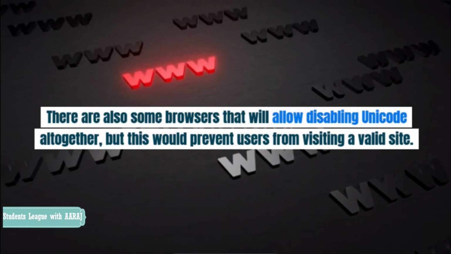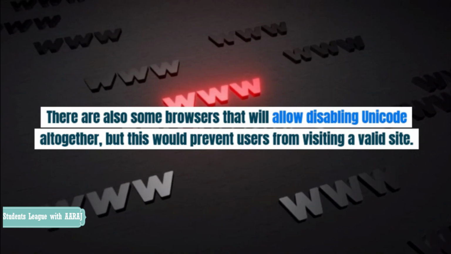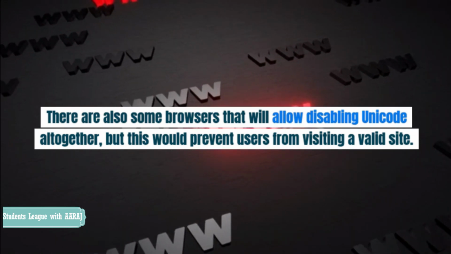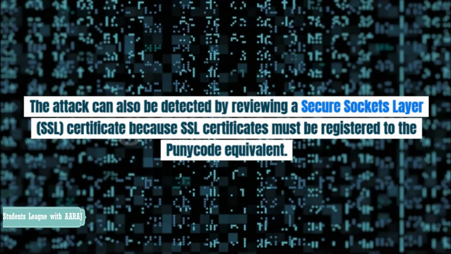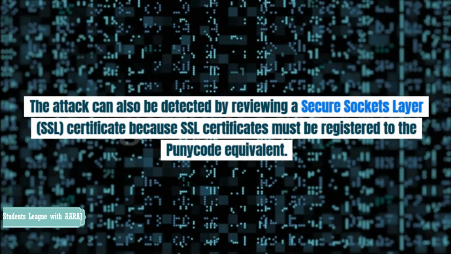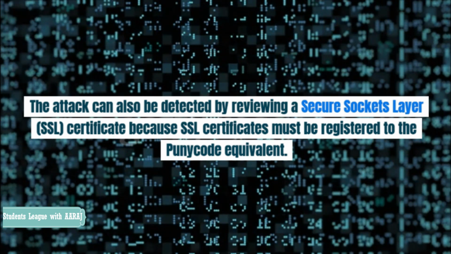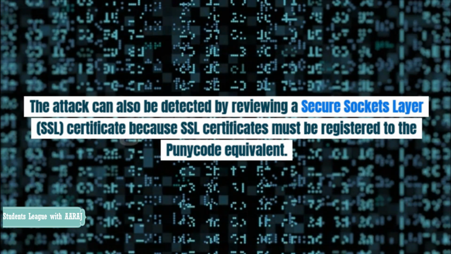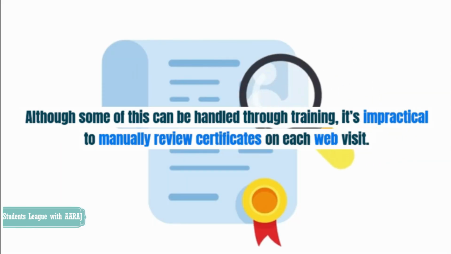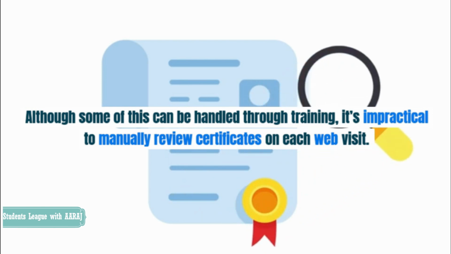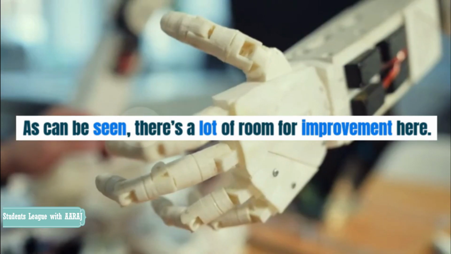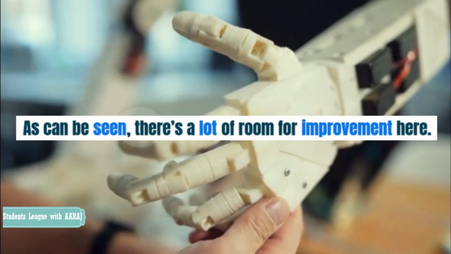There are also some browsers that will allow disabling Unicode altogether, but this would prevent users from visiting a valid site. The attack can also be detected by reviewing a Secure Sockets Layer (SSL) certificate, because SSL certificates must be registered to the Unicode equivalent. Although some of this can be handled through training, it's impractical to manually review certificates on each web visit. As can be seen, there's a lot of room for improvement here.